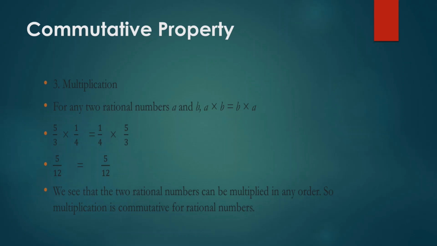See the example. 5 upon 3 into 1 upon 4 is equal to 1 upon 4 into 5 upon 3. In the LHS, the product is 5 upon 12. The same way, in the RHS also, the product is 5 upon 12. We see that the two rational numbers can be multiplied in any order. So, multiplication is commutative for rational numbers.